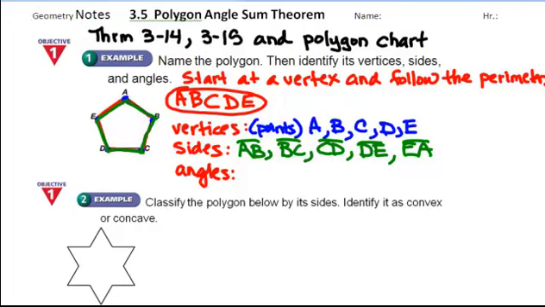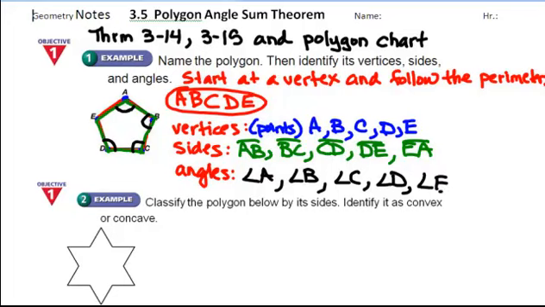And the last thing is naming the angles. The angles are named similar to the vertices, but now we're naming the whole angle. So we have angle A, angle B, angle C, angle D, and angle E. And that's how you name the parts of a polygon.